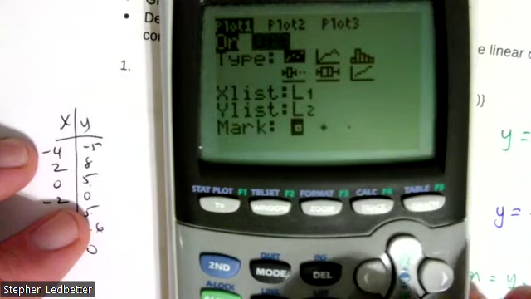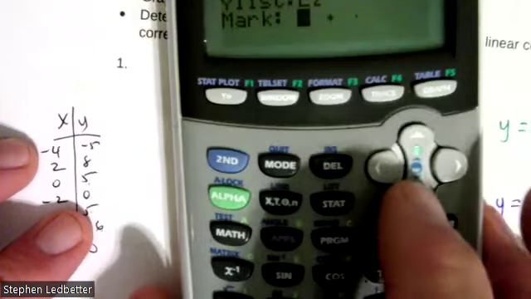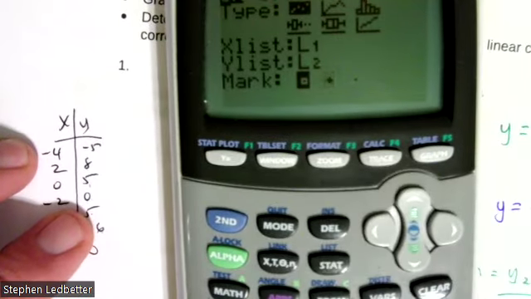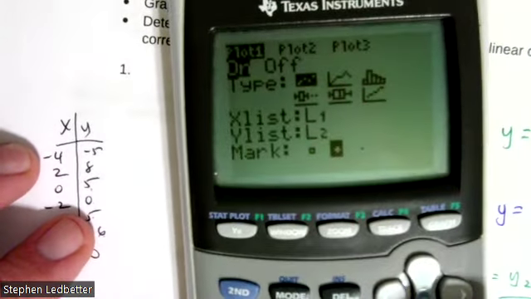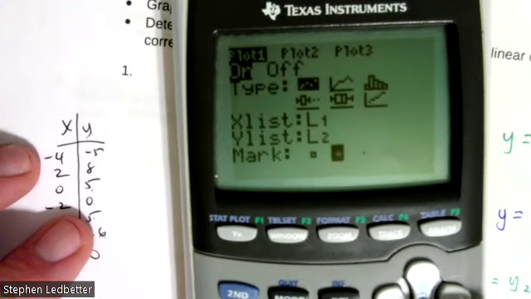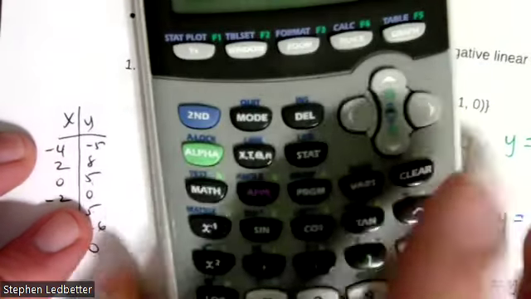Whoops, I went to the wrong one. I'm going to scroll down. I'm using this keypad here. Yours looks different than mine. Go here and hit enter. Okay, now I have my stat plot on. Now I'm going to go to stat again.